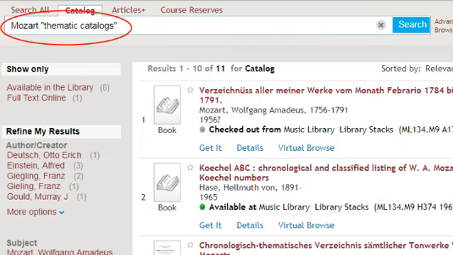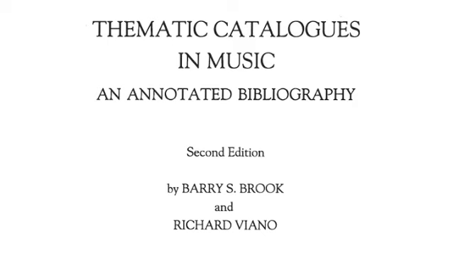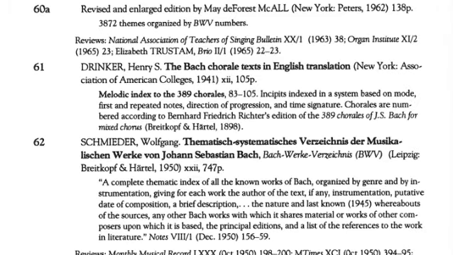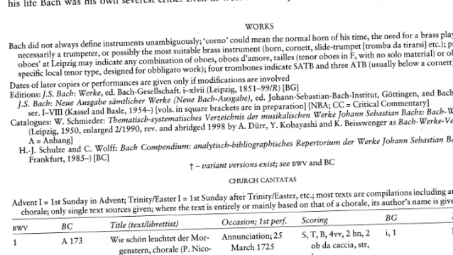Another way to find thematic catalogs is by looking in Brook and Viano, Thematic Catalogs in Music: An Annotated Bibliography. After identifying a title in Brook and Viano, you can try to find it in the library catalog, in Prospector, or in WorldCat. Another way to find references to thematic catalogs is to look at the beginning of a works list in a biographical article on a composer in the New Grove.